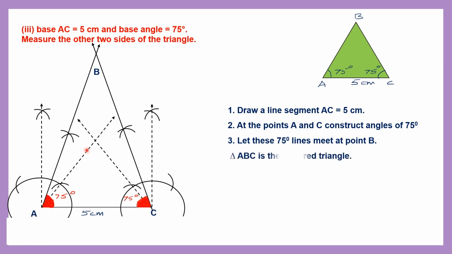So now we have triangle ABC. Triangle ABC is the required triangle. We have to measure AB and AC. So place your ruler on the line AB, get the measurement. Similarly, find the measurement of BC. So write the measurements of AB and BC. AB will be equal to AC. So you have to write the correct measurement.